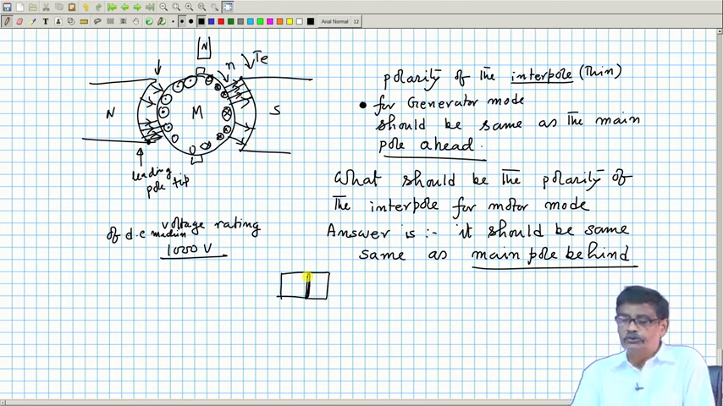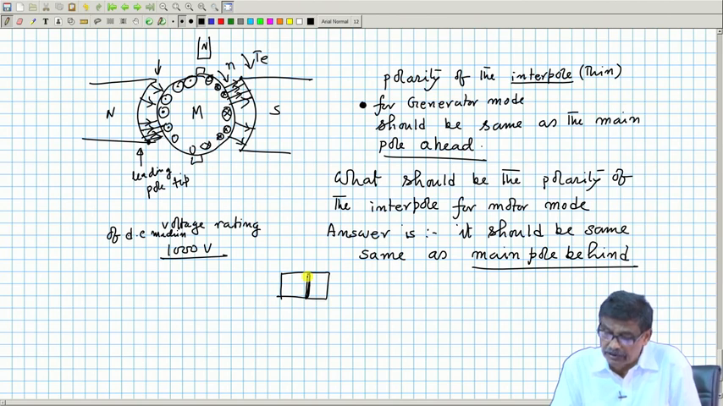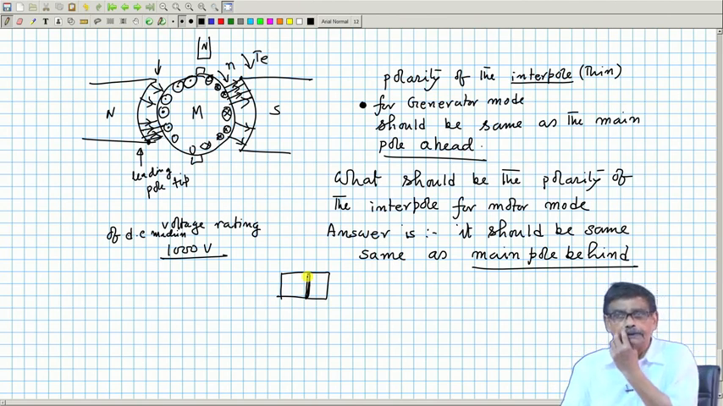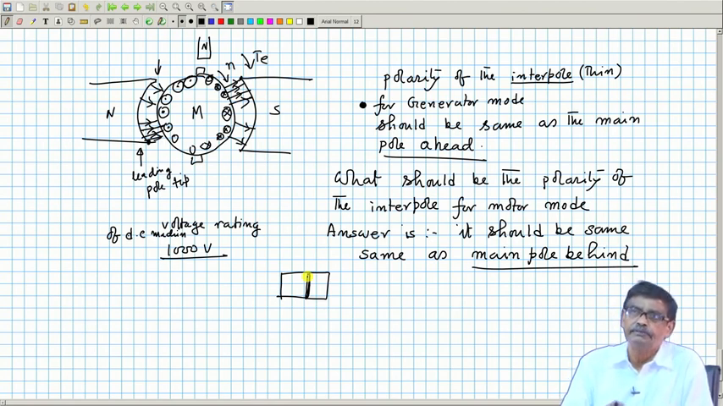Anyway, with this note I stop today. We will continue with this, and in the next class I will discuss the brush shift that can be given to a DC machine to improve commutation. That will be in the next class.